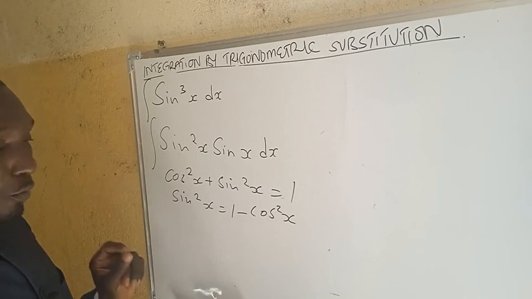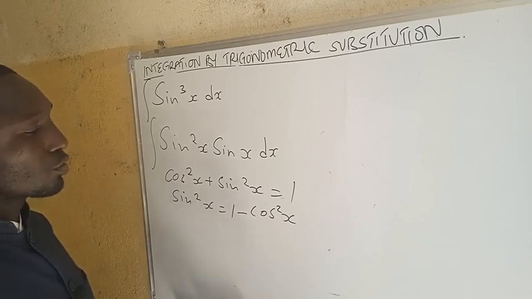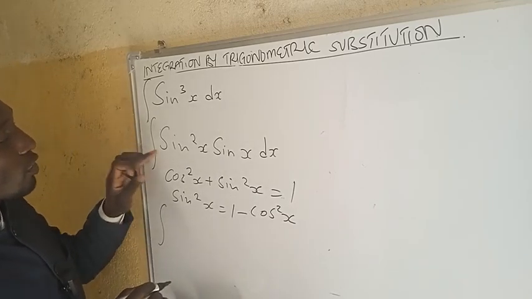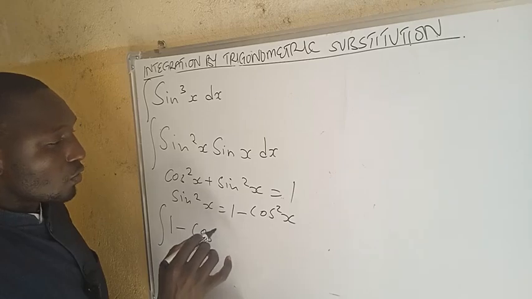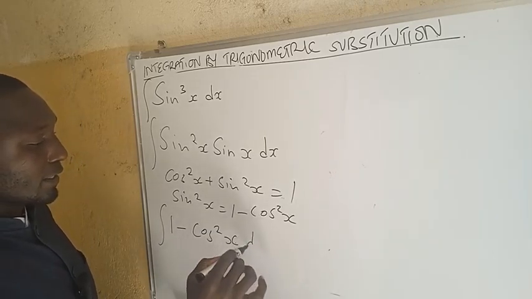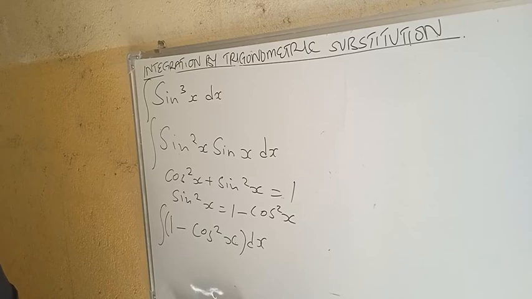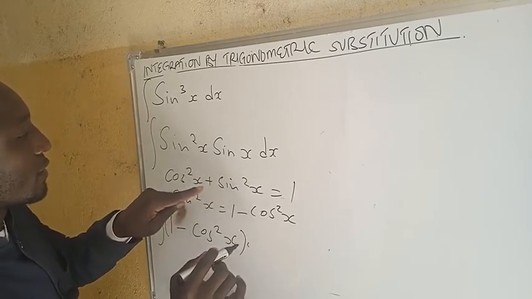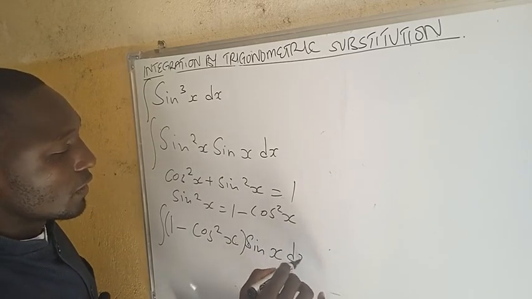Now wherever we have sine squared of x, we are going to write this expression here. So we have the integral of 1 minus cos squared of x, dx. Now then we are going to use substitution. Remember, we have this sine x, so let us not forget about it.